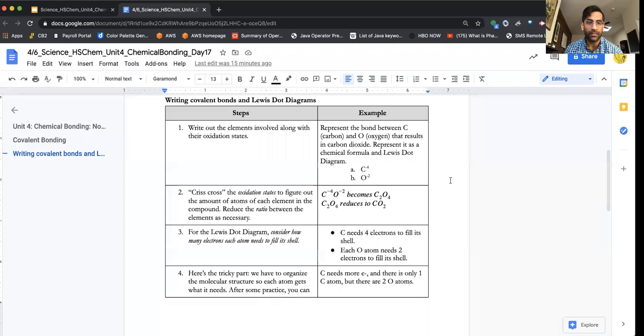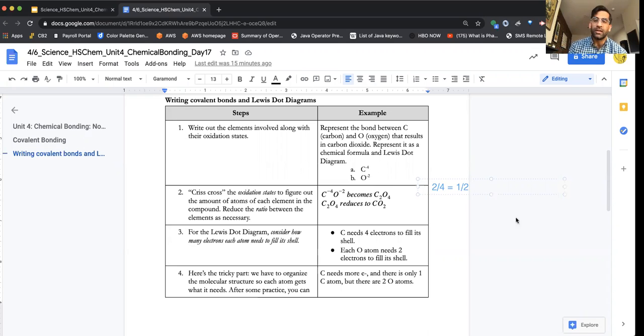We can think of that almost as a fraction. I'm sorry, I'm going to write this over a little bit. 2/4. All right. And we know that 2/4 from math class equals 1/2. We can reduce that to 1/2, and we don't write the 1. Hence, C2O4 reduces to CO2.